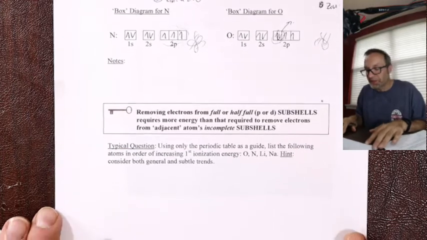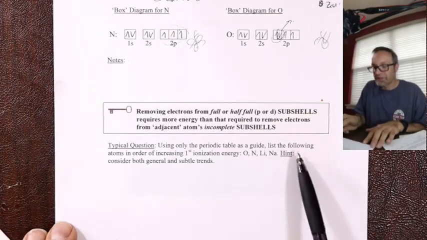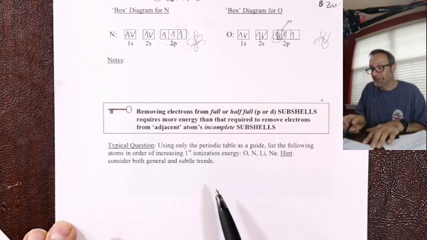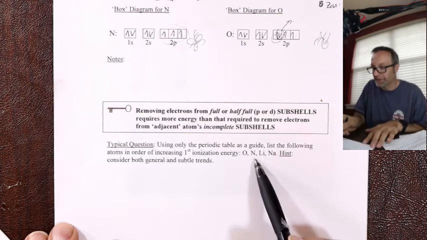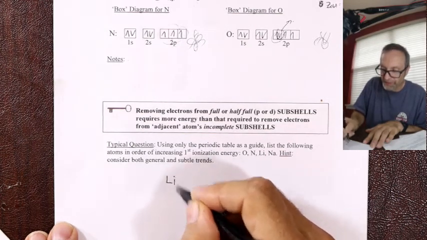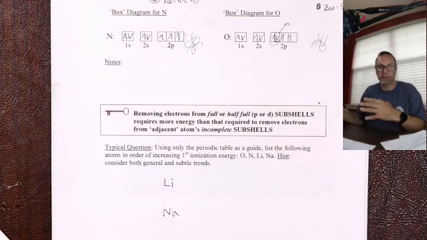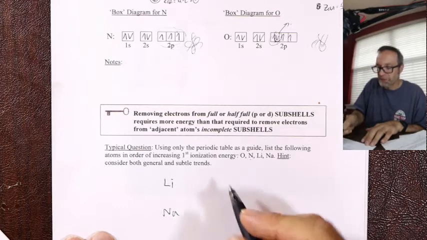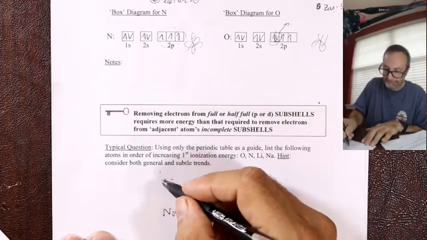Okay. All right, so here's a question. So using only the periodic table as a guide, in other words, you're going to put them in a diagonal relationship, list the following atoms in order of increasing first ionization. So remember my hint, put them in a little map. Okay, so I got lithium, sodium. So lithium is always above sodium, and it's a relative position. They're not close like the last example. They're a bit spread out. And then we got oxygen and nitrogen. So nitrogen is here and oxygen is here.